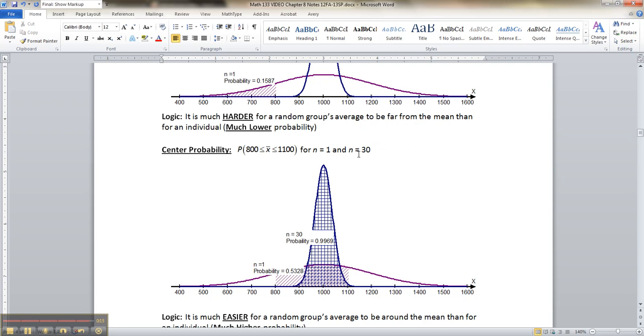Always keep in mind that groups want to average out and be close to the center. They don't want a lot of spread. That's why the standard deviation shrinks for groups.